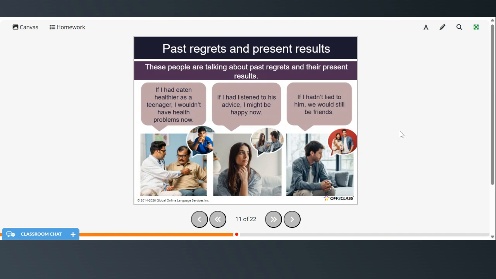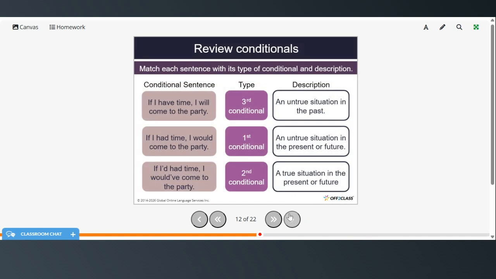Okay, so these people are talking about past regrets and their present results. If I had eaten healthier as a teenager, I wouldn't have health problems now. If I had listened to his advice, I might be happy now. If I hadn't lied to him, we would still be friends. So now match each sentence with its type of condition, its conditional and description. And you can pause the video, try these on your own, and then restart when you're ready to check your answers.